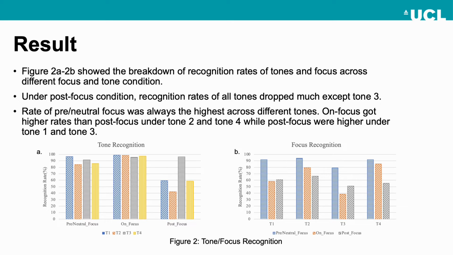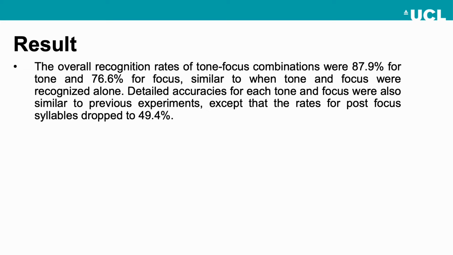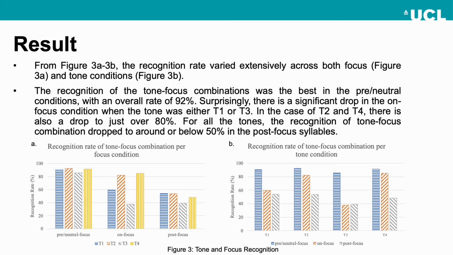1 and tone 3. The overall recognition rates of tone and focus combinations were 88% for tone and 77% for focus, which is similar to tone or focus only task. Detailed accuracy for each tone and focus were also similar to previous experiments, except that the rates for post-focus syllables dropped from 59% to 49%. Figure 3 is a breakdown of the recognition rates for combination task.